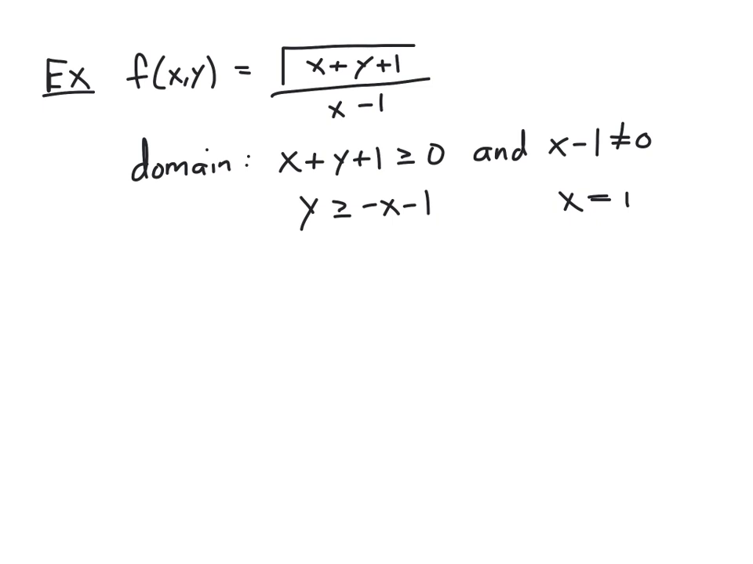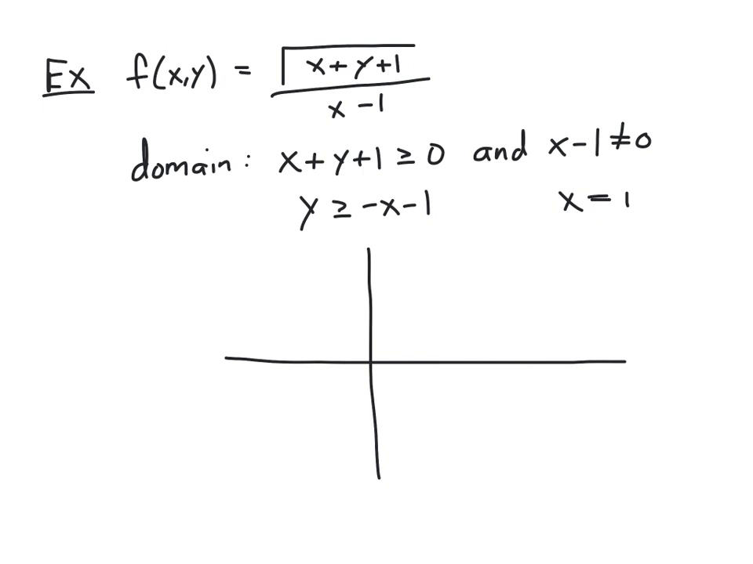Right, so in terms of writing down what the domain would be, this is about as good as we can do. But one thing we can do here, since the domain is a set of ordered pairs, is we can sometimes sketch a graph of the domain. Right? So in this case, I want to graph this inequality, y is greater than or equal to negative x minus 1. And that's pretty easy to do.